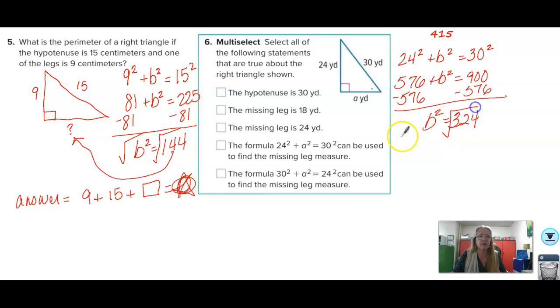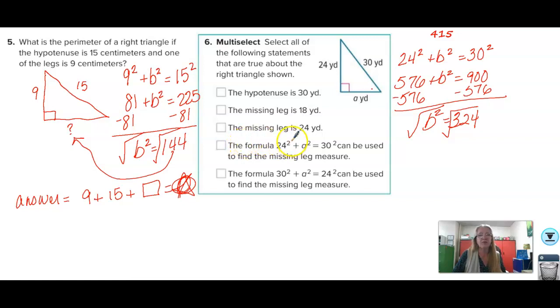So then we have to take the square root of 324 to find out how long the missing leg is. Okay, I know how long the missing leg is. So you may or may not be marking this one as true. It just depends on what the square root of 324 is. This one says the missing leg is 24. You're going to have to find out what the square root of 324 is to know which one of those is right. I'll tell you one of them's right.